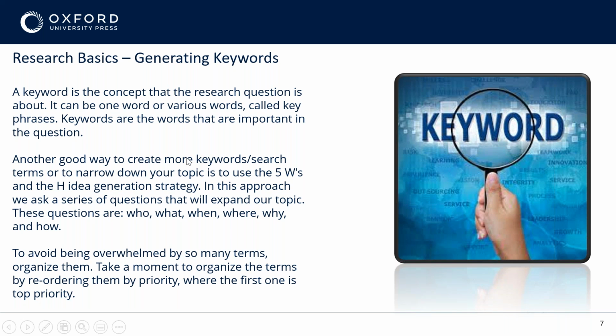Another good way to create more keywords is to narrow down your topic by using the five W's and H. The five W's are who, what, when, where, why, and how. So, who are you looking for in this research? What is it that you're looking for? Which time range are you looking for? So, I am looking for distressed people during the pandemic.